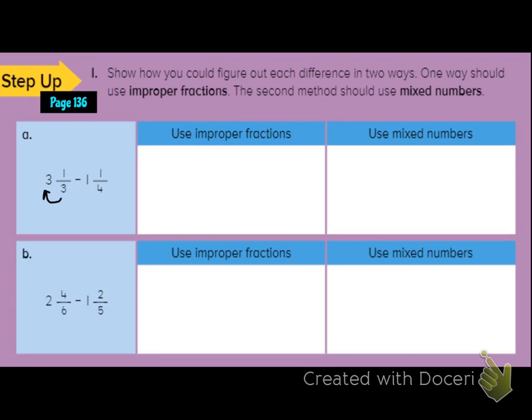3 times 3 is 9, plus 1 is 10/3, minus 4 times 1 is 4, plus 1 is 5/4. Common denominator for 3 and 4 is 12. 3 times 4 over 4. 3 times 4 is 12. 10 times 4 is 40. 4 times 3. So 5 times 3 is 15. I take 40 minus 15, I get 25 over 12.